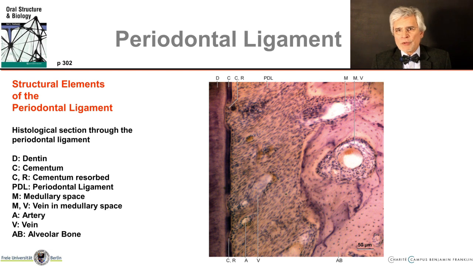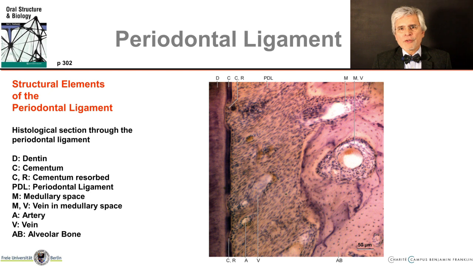That refers to the entirety of the fiber system. And you can even see an artery labeled A and a vein labeled V. And the many blue-purple nuclei of the cells do not belong to the fibroblasts only, but they belong to all the other cells that are still present here.